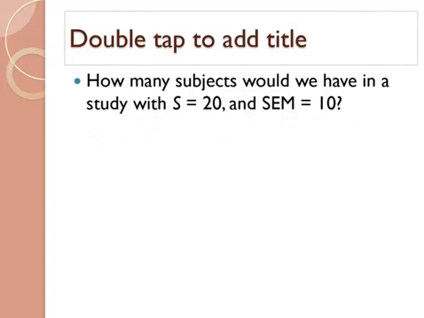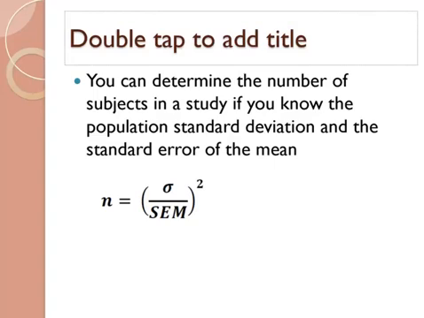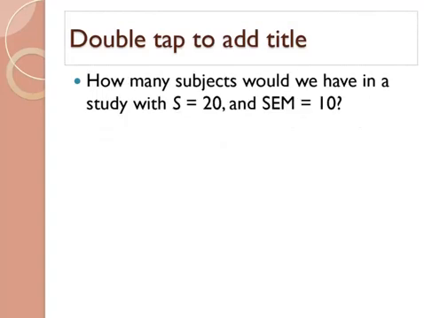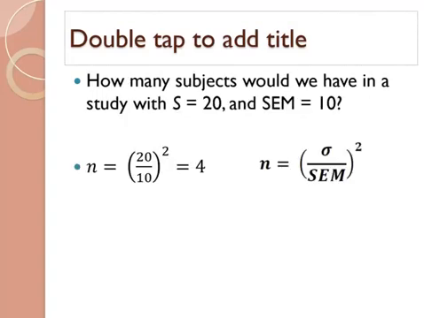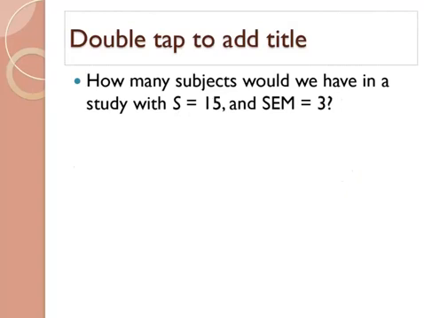So how many subjects would we have in a study with a standard deviation of 20 and a standard error of the mean of 10? Go ahead and pause it and figure it out using this equation. So we take our standard deviation, 20, divided by our standard error of the mean, 10, and square that. That's going to give us an n of 4.